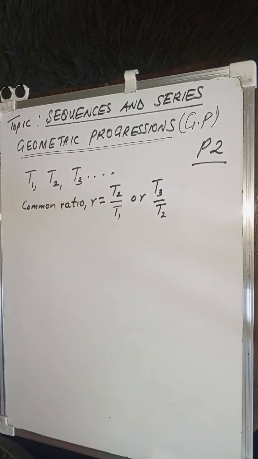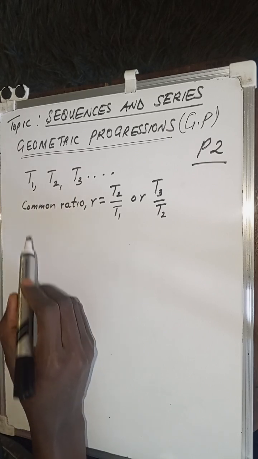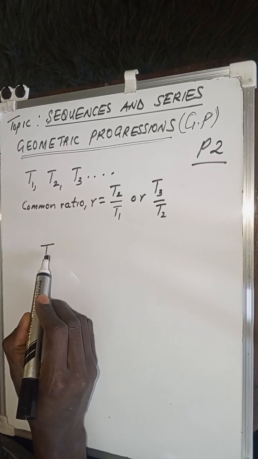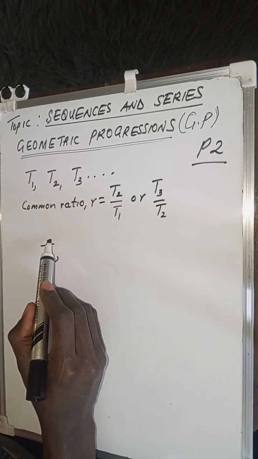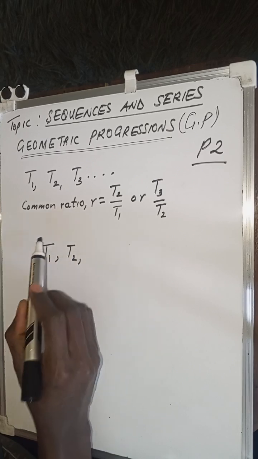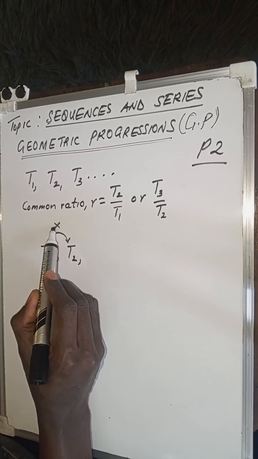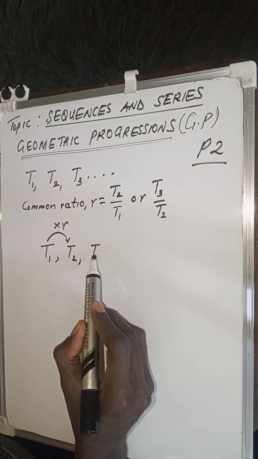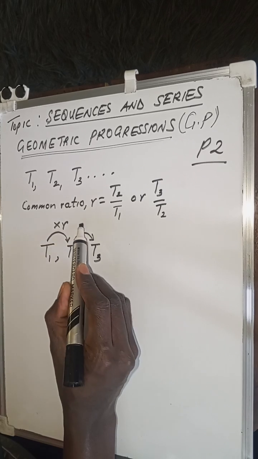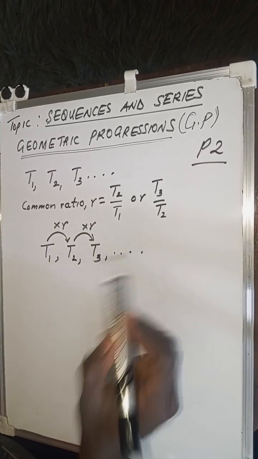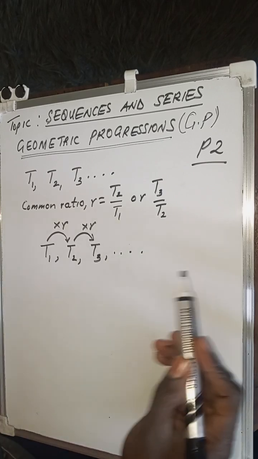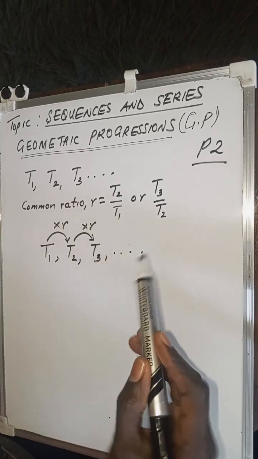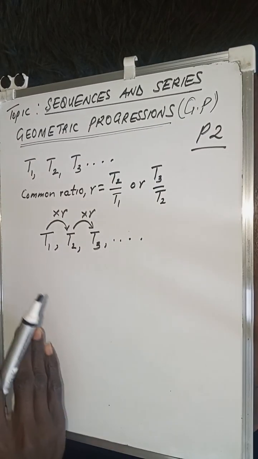Now, in a geometric progression, if you know the first term and you want to know the second term, for example, if I know my T1 and I want to know the next term, to get term 2 you just need to multiply the first term by the common ratio. And again, to get the next term that follows, you keep on multiplying by the common ratio. So that is how you can get terms in a geometric progression. As long as you know the first term and the common ratio, you can find the term in any position.